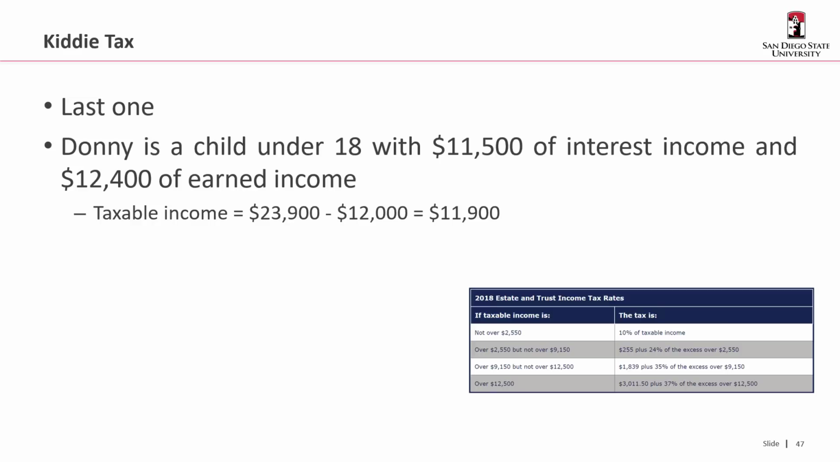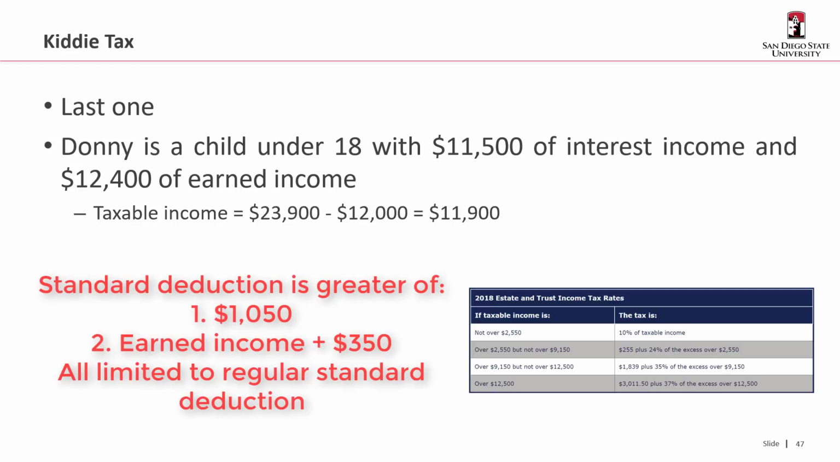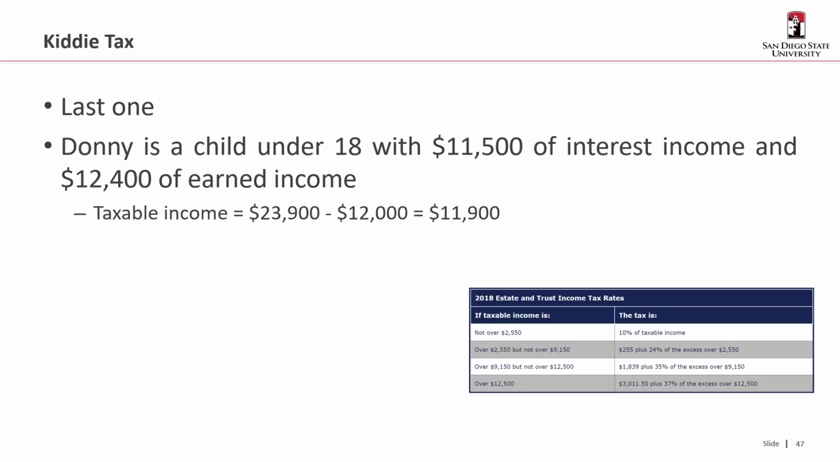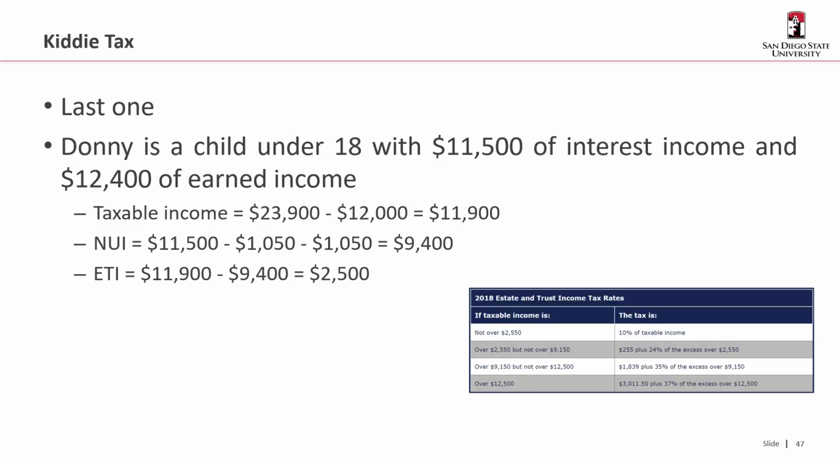Okay, so let's think about what the standard deduction rule is one more time. So it's the greater of $1,050 or earned income plus $350. But in this case, earned income plus $350, which would be $12,750, that's greater than the standard deduction amount for a single taxpayer. So as a result, Donnie's standard deduction is limited to the $12,000. Taxable income is $11,900. NUI is the $11,500 minus $1,050 minus $1,050 or $9,400. ETI then is the $11,900 minus the $9,400, which is only $2,500.